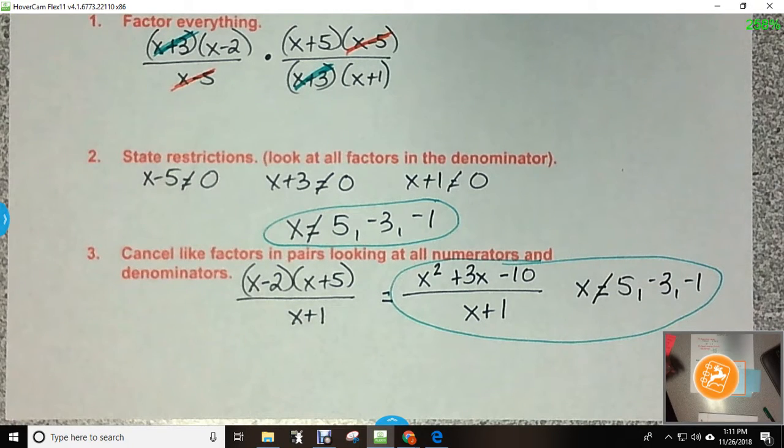Okay, so can you see if we had canceled first, would we have been able to get all of these restricted values? No. That's why we have to find those before we cancel.